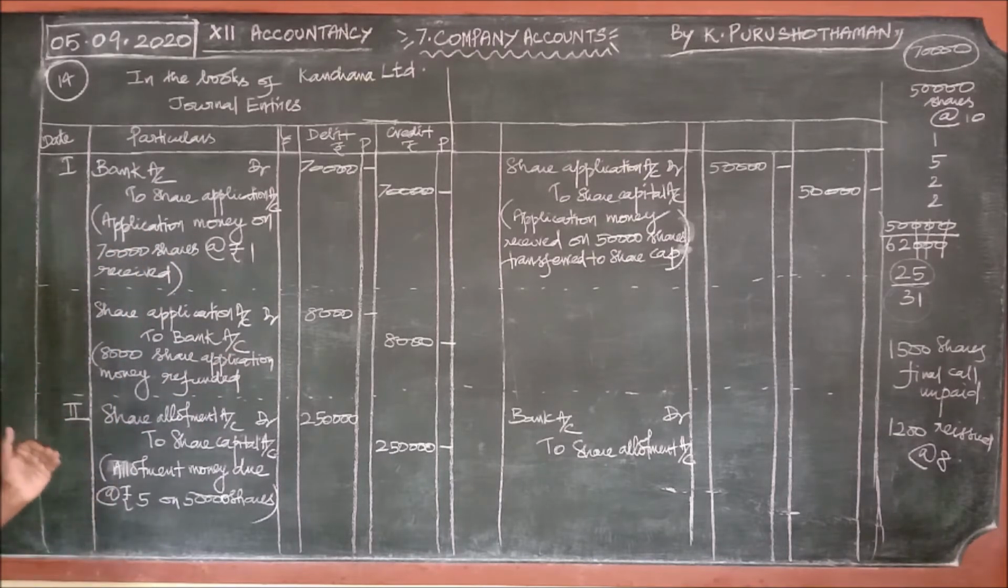But from the second stage, allotment, first call, final call, from all these three stages, what should we learn? The first journal entry is just to remind the shareholder to pay the money.